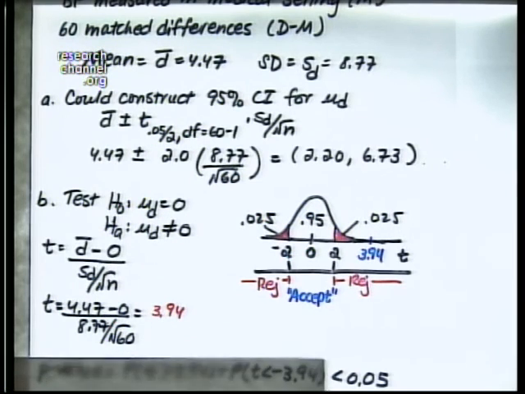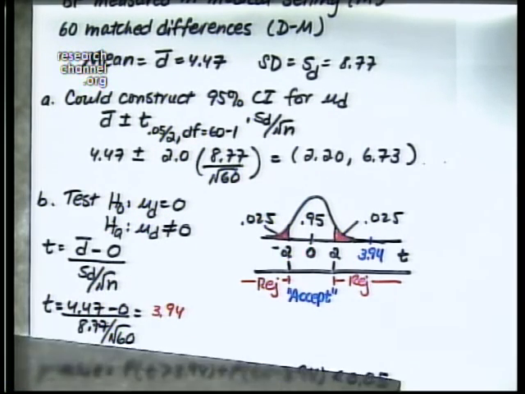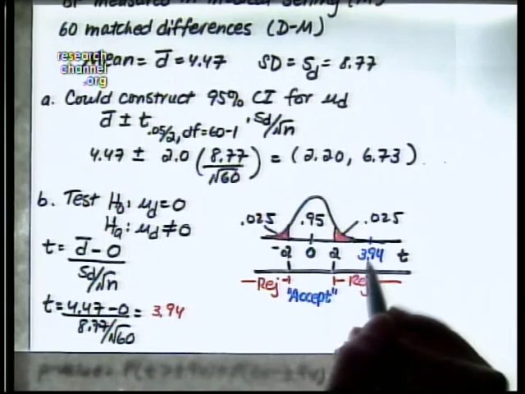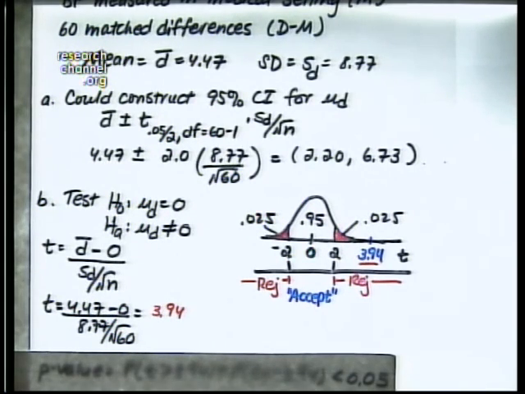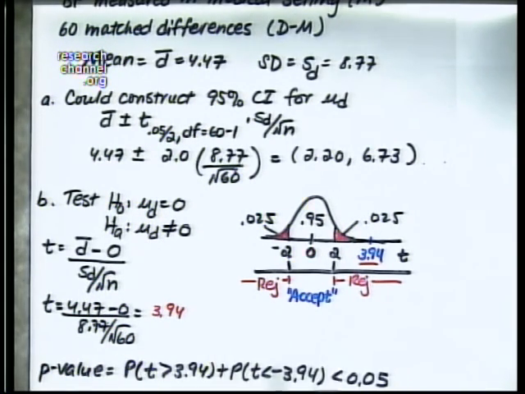What's the p-value? The p-value is based on our observed test statistic. So the p-value is the probability of observing a t of 3.94 or something bigger, or in the other direction, a t of negative 3.94 or something smaller. And because it falls out there in the rejection region, we could use the table or use a statistical analysis package to get a more precise p-value, but we know it's something less than 0.05.